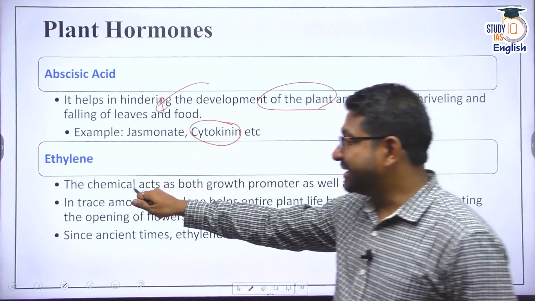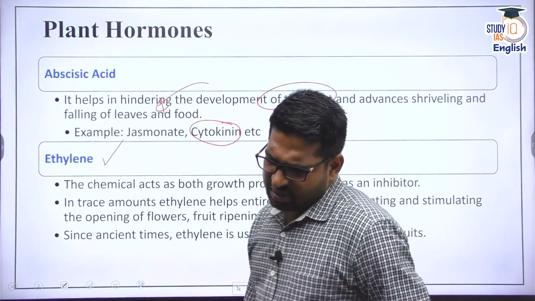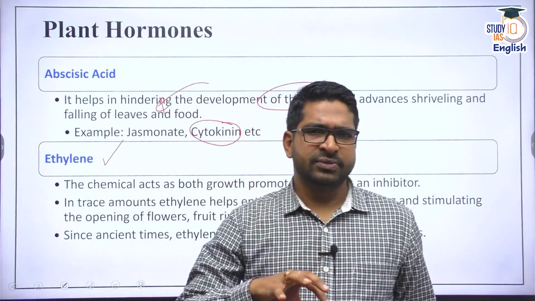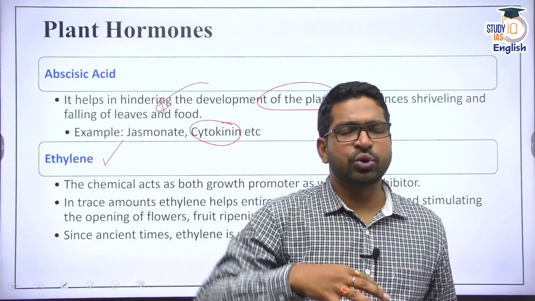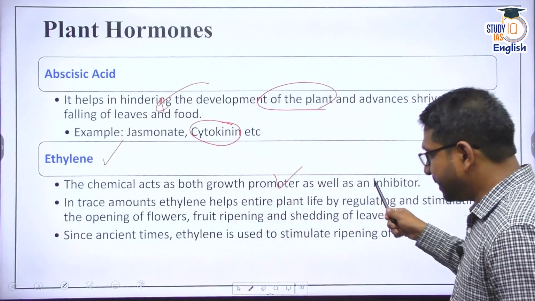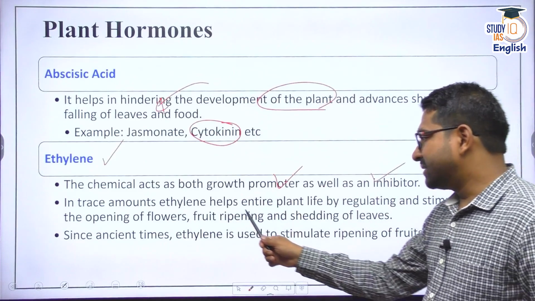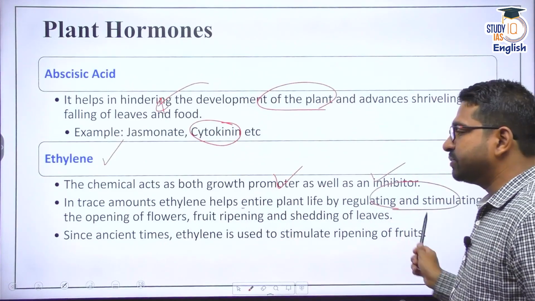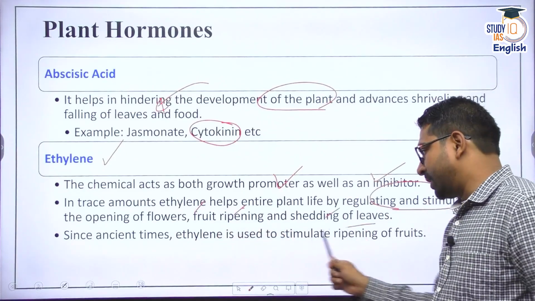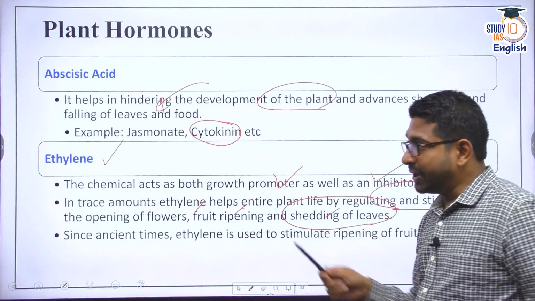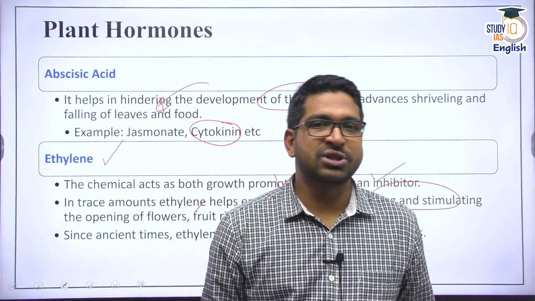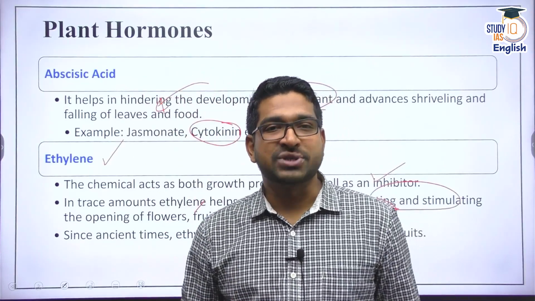Now, apart from that, ethylene. I would say it's not exactly a growth inhibitor, but it acts as both. It enhances growth, and it inhibits growth whenever necessary. Ethylene acts as both promoter and inhibitor. In trace amounts, ethylene helps the entire plant in regulating and stimulating the opening of flowers, fruit ripening, and shedding of leaves as well. And remember, that's why ethylene is used in artificial ripening, and not just from now. From ancient times, ethylene is used in ripening of fruits.